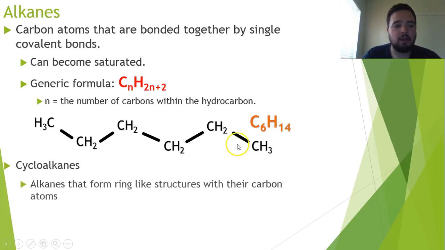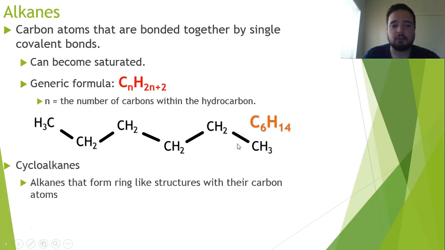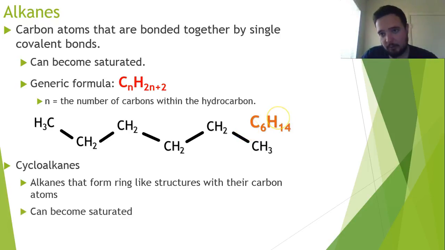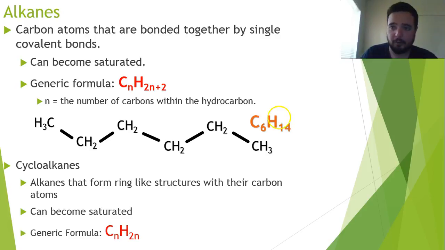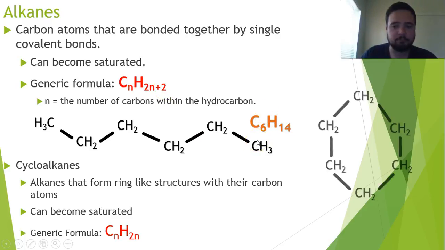Cycloalkanes are alkanes that form a ring-like structure with their carbon atoms. The carbons are singly bonded together, but they form a carbon ring. They are also saturated because they're so easily bonded together, so they can be compressed together in higher concentrations. Their generic formula is CnH2n, so it's 2 less than the regular alkane formula.